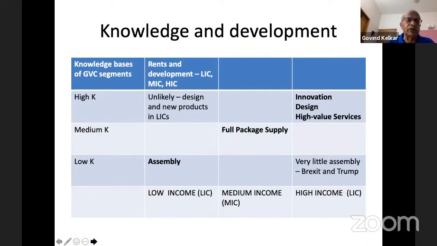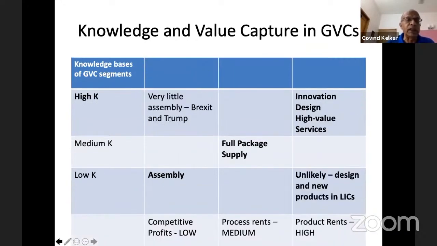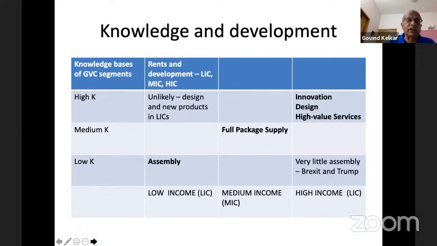So I can look at the same thing. I've just put it here in terms of low income countries. This is actually the correct one for you to look at, where you look at the countries and how they are divided by income level and knowledge level. So what will you find over here? That this is a low income country. You'll expect to find mainly assembly, like you have in Bangladesh. You will not find design and new products being developed in LICs. So that is the likely profile of a low income country. But go to the high income country, you will find a lot of innovation, design, and high value services, but very little assembly.